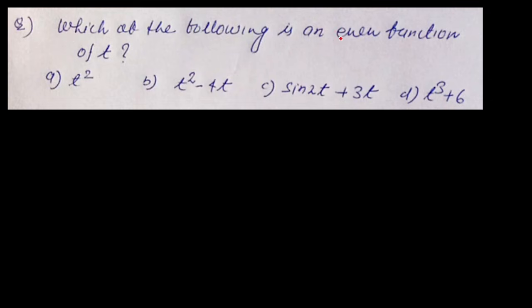Which of the following is an even function of t? A function is said to be an even function if f of minus t is equal to f of t. So clearly out of all the options, this option will be satisfying this condition. So the correct option is A.